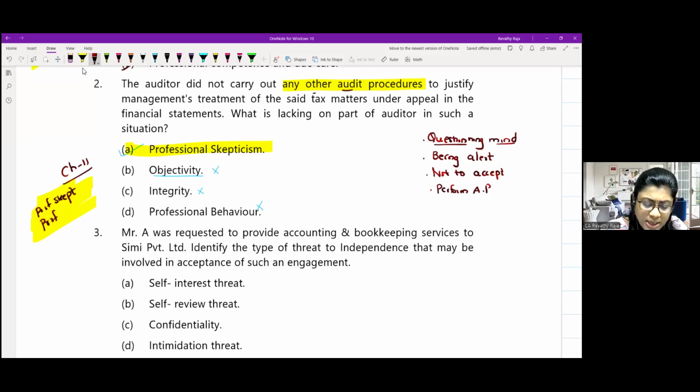One more thing is there. Professional judgment. Auditor shall use his judgment in accounting estimates, going concern. That's right. APJ, auditor's professional judgment.